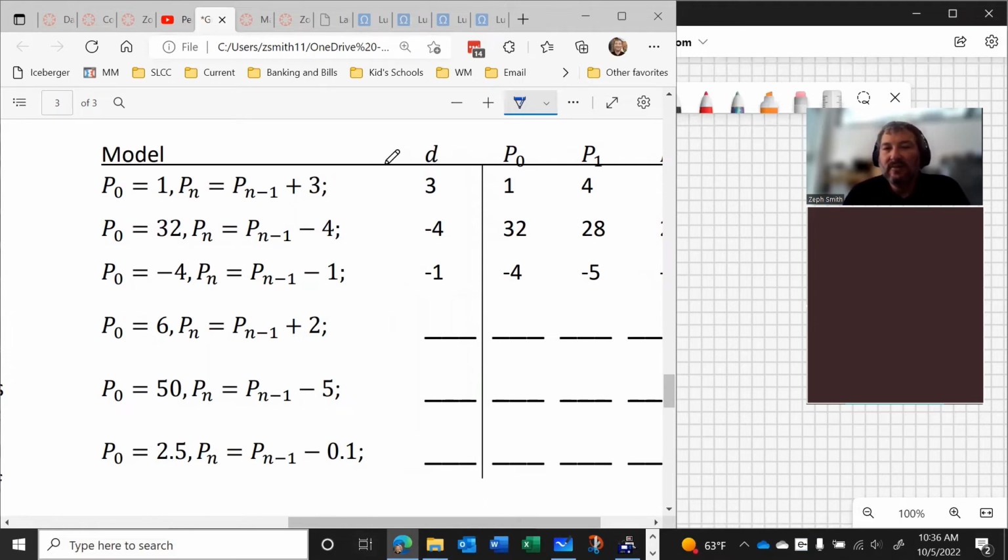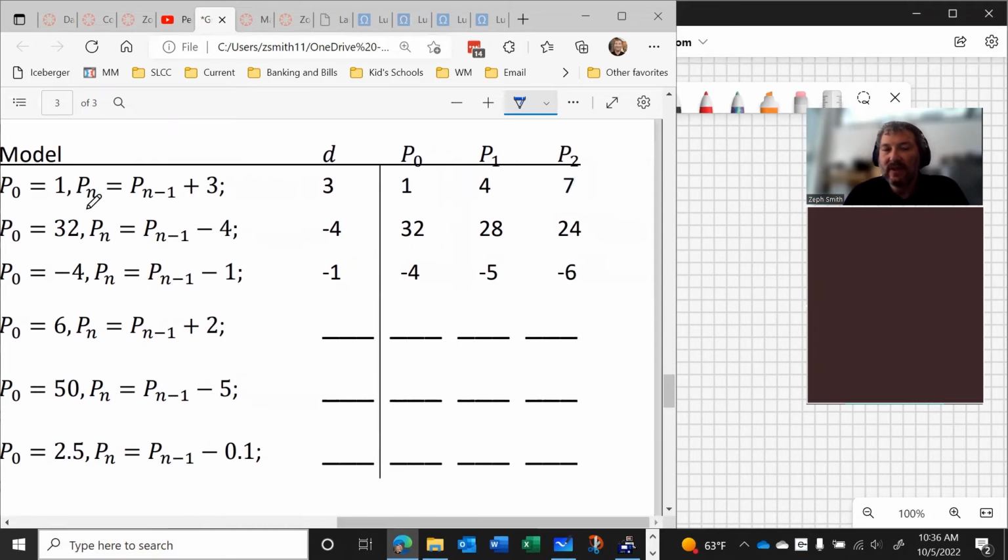They're linear because it's just an add 3. D is 3. Or a subtract 4. D is negative 4. Or a subtract 1. D is negative 1. This tells you it's an add 3 sequence. Or it's a subtract 4 sequence. Or it's a subtract 1 pattern. They give you the starting value, 32, for example, and it's a subtract 4. Just keep subtracting 4 over and over and over.